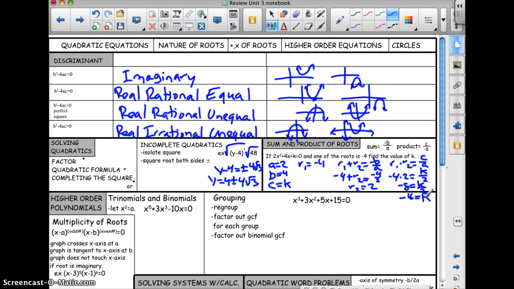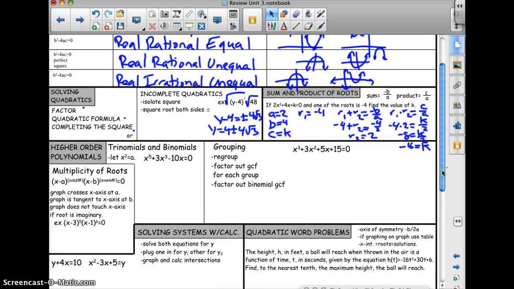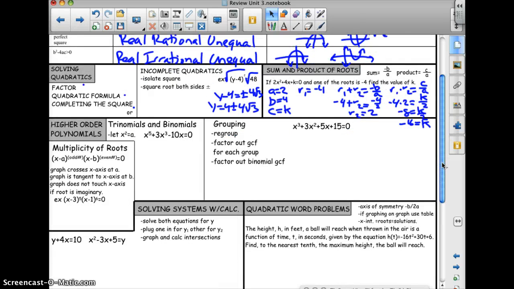All right, higher order polynomials. I touched on this earlier in the video, and this multiplicity of roots, we're just not going to really talk about that. That really has never come up. It's there for you if you want to look at it. I don't know, it's kind of an interesting topic.